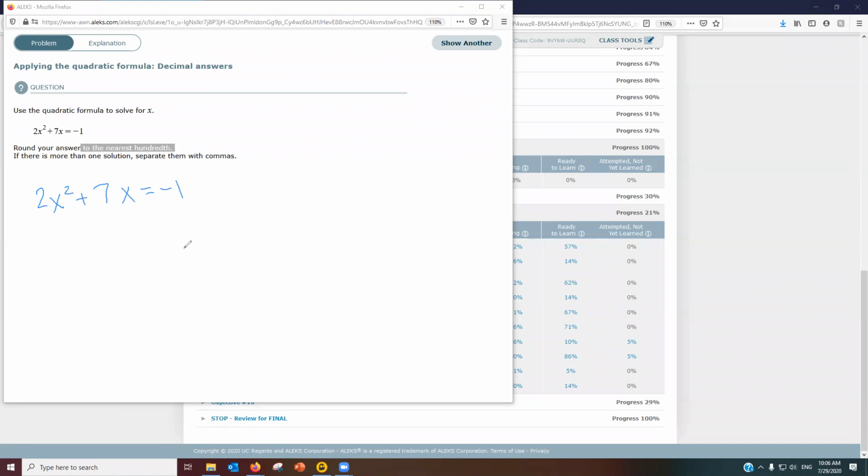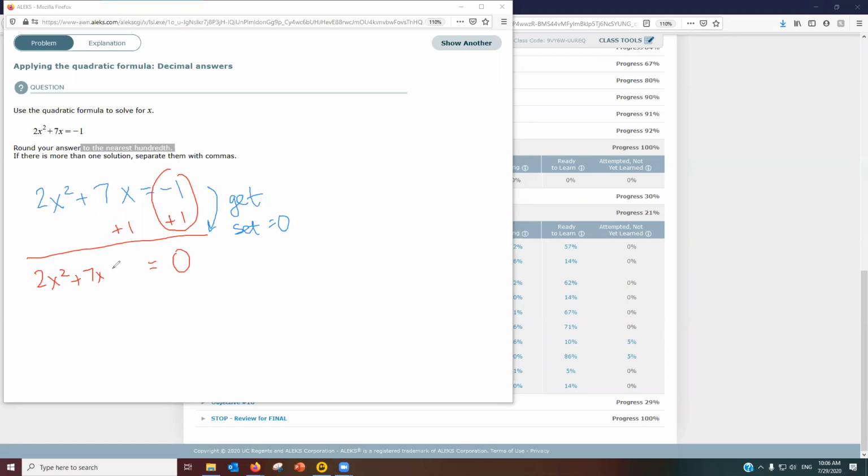Now, the first step when solving quadratic equations is we need to get the equation set equal to 0. So I'm going to add 1 to both sides of this equation, because if I do that, I'm going to end up with a 0 on the right side.